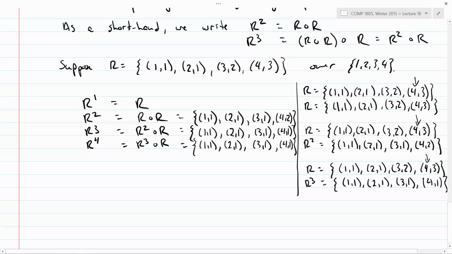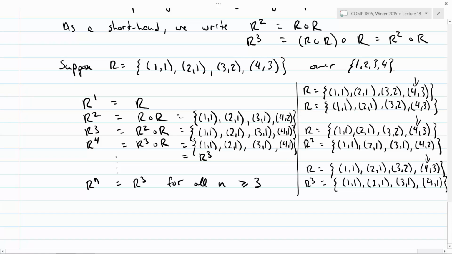So what do we notice now? Yeah, R to the 4 is exactly the same as R cubed. So no matter how many more compositions I take, I will always just have this exact same thing. So at this point, I'm stuck. So if I keep on going, R to the n is exactly equal to R cubed for all n at least 3.